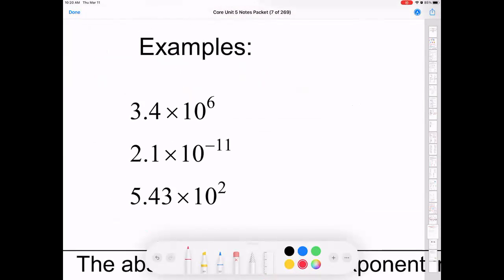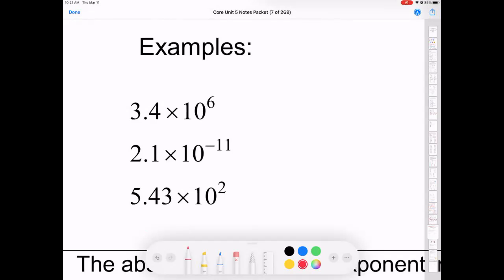Now, here are some examples of scientific notation. 3.4, notice how that's between 1 and 10, times 10 to the sixth power. 2.1, well, that's in between 1 and 10, times 10 to the negative 11th. And then 5.43, so you don't just have to stop at the tenths place, you can keep going into the hundredths or thousandths even, and beyond, times 10 to the second power.